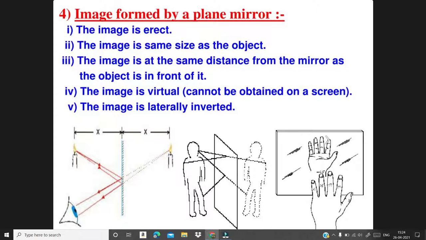Now, image formed by a plane mirror. The image formed by a plane mirror is erect, and the image is the same size as the object. The image is at the same distance from the mirror as the object is in front of it. The image is virtual and cannot be obtained on a screen. The image is laterally inverted. So all these things we can easily find, that what is the meaning of this.